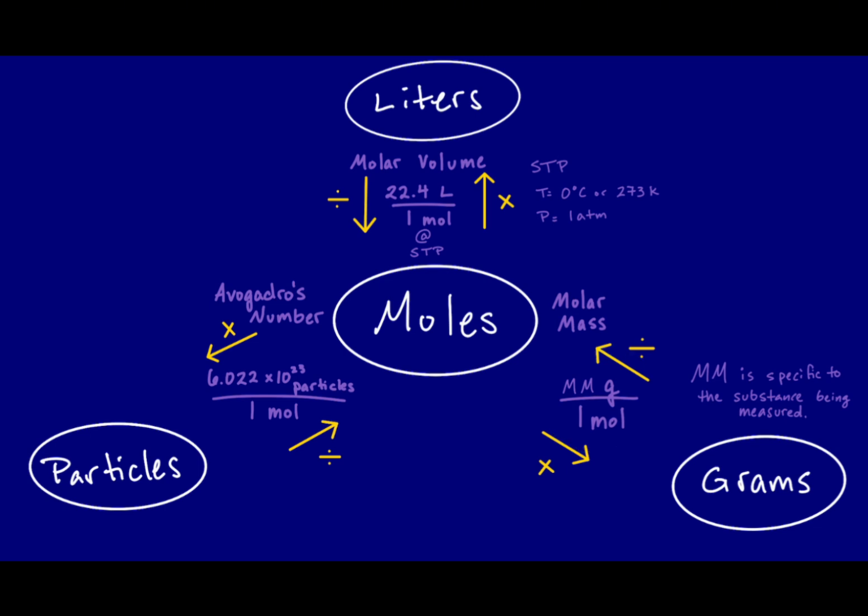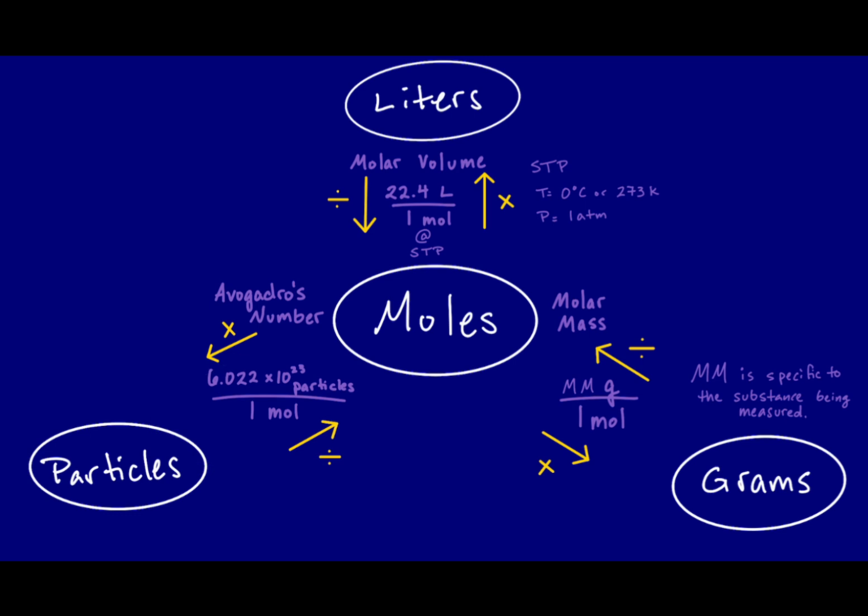Our third converting factor is going to be Avogadro's number. Avogadro's number is going to help us convert between the units of moles and particles. The converting factor of Avogadro's number is 6.022 times 10 to the 23rd particles for every 1 mole. So if we have 1 mole of a substance, we will have exactly that many particles of that same substance.